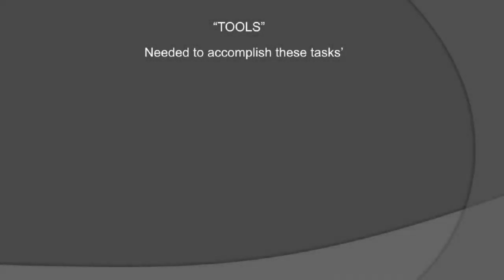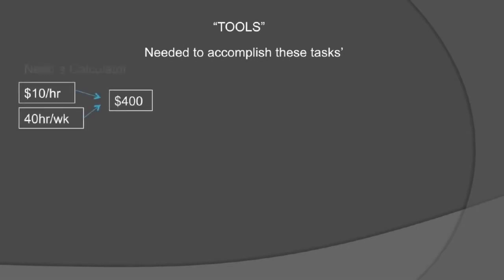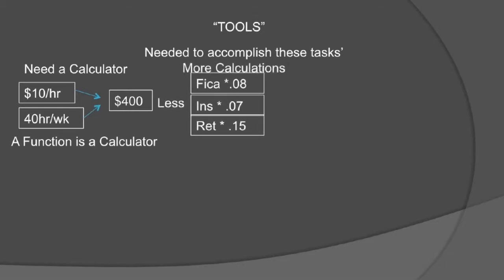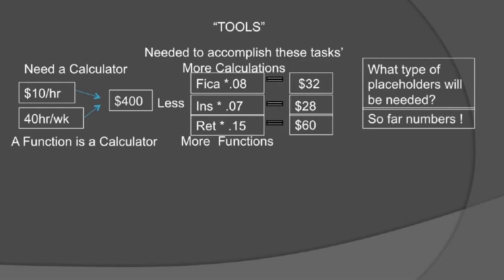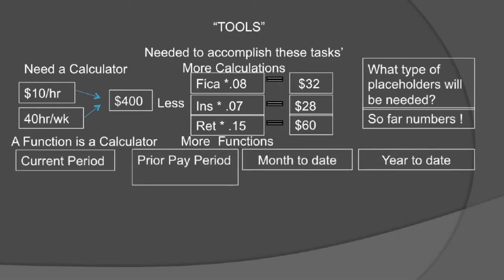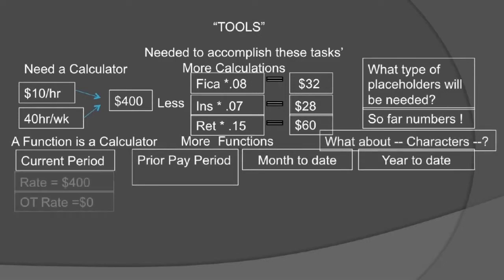Now, what tools do we need to accomplish this? Well, if we're going to do the $400, you need a calculator. And this is where a function comes in. And if you do more calculations, you're going to need more functions. And as this continues, you'll notice that you have all these items that you have to manage. Now, so far, we've been talking about numbers, but you will need labeling mechanisms to capture all this, and that's where the characters come in.